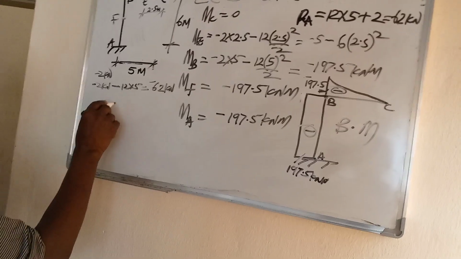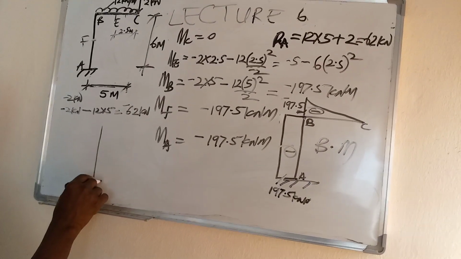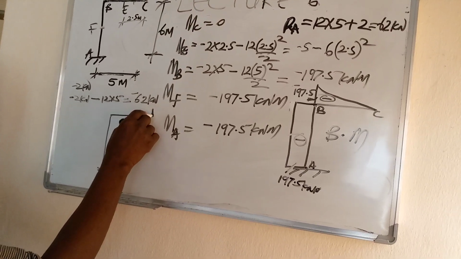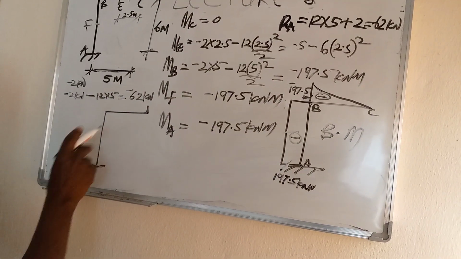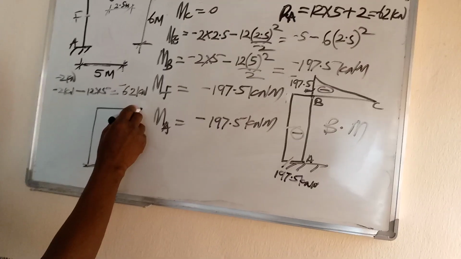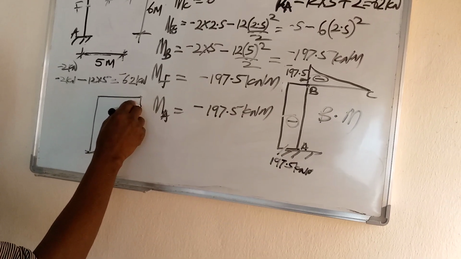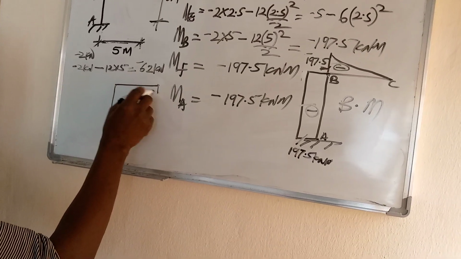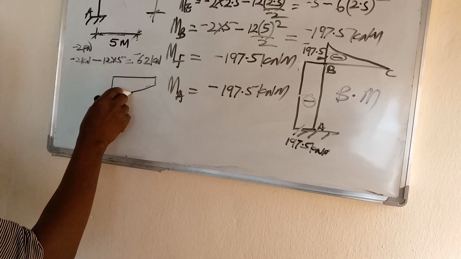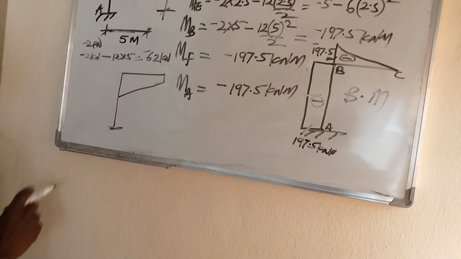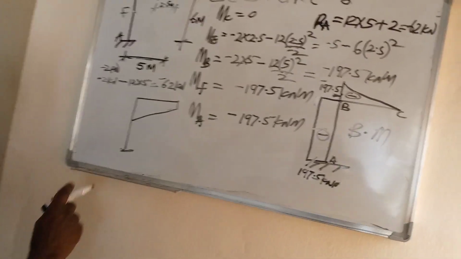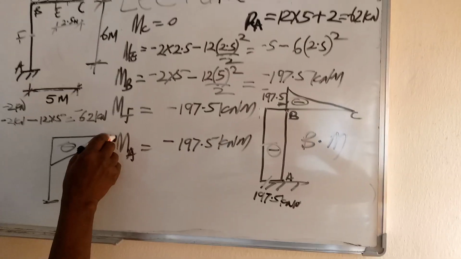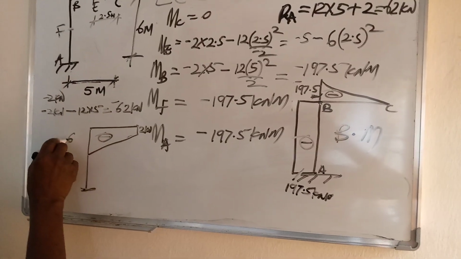So the shear force diagram: minus 2. It starts increasing, look at it, till this is minus 2, and this is 62.